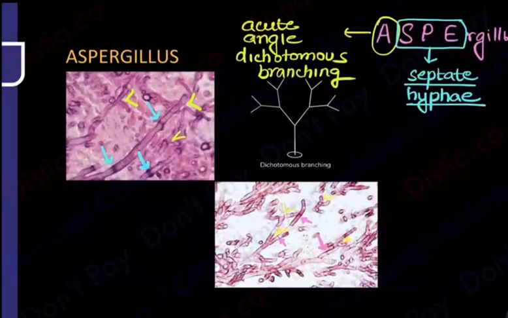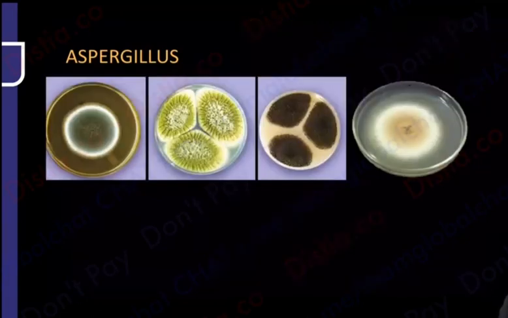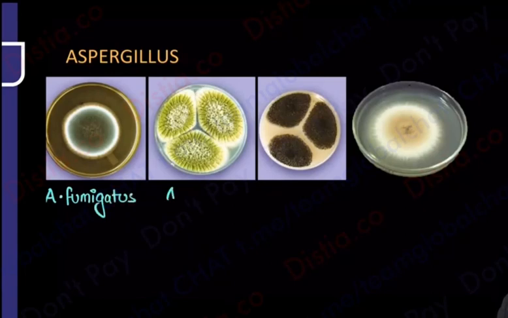Now you need to know how it is going to look under the culture plates. So this is what you need to know for the culture plates. First I'll tell you which are the 3 main Aspergillus that you have to know. This is Aspergillus fumigatus. Then we have Aspergillus flavus. Then we have Aspergillus niger. And there is another form, I'll come to it, but that's a very rare one. So first we'll focus on this.